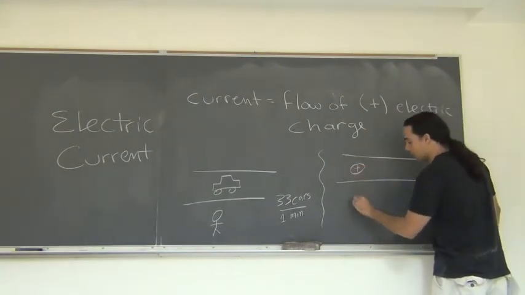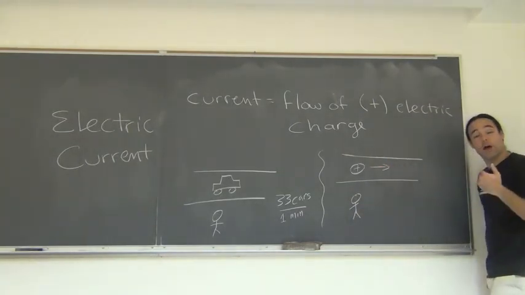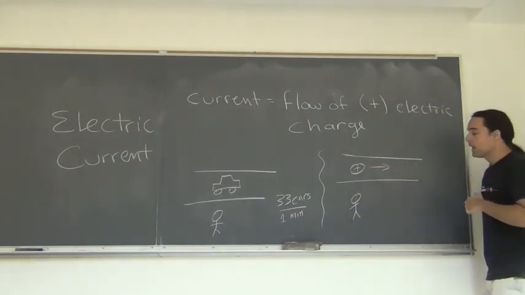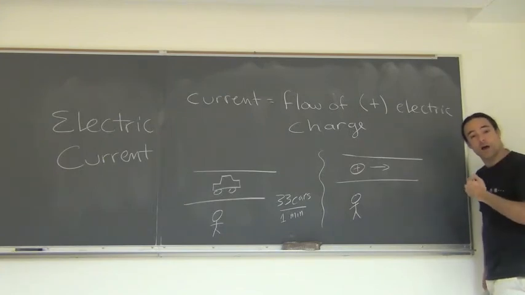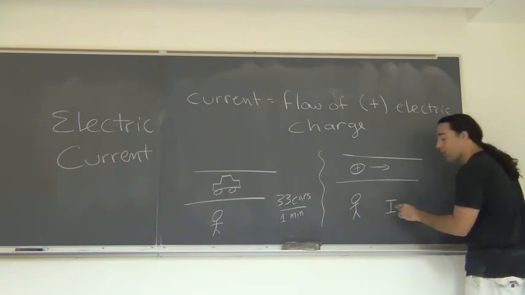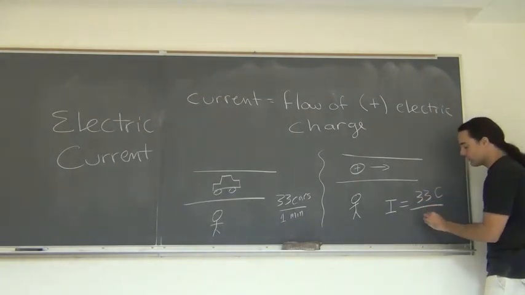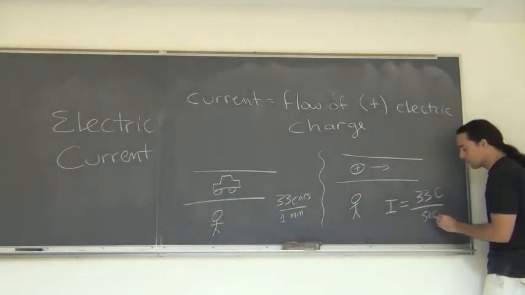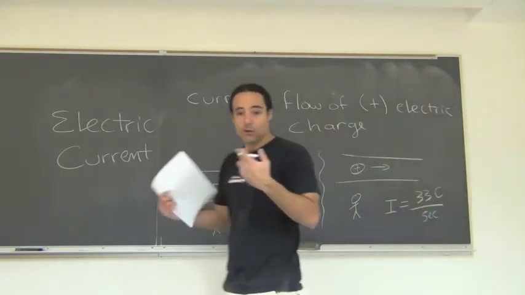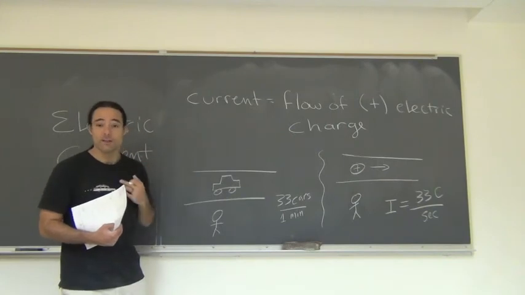So, suppose you're watching what's going on, and you see some positive charge come past you. Suppose there's 33 coulombs of positive charge. Well, you would say that the current, which we will call I, is going to be given by 33 coulombs of charge in 1 second. So that'd be 33 coulombs per second. So all we're doing when we're computing the current is we're just counting how many charges go by each second.